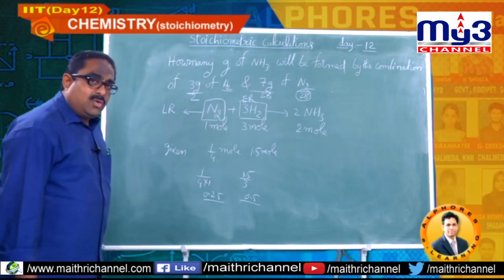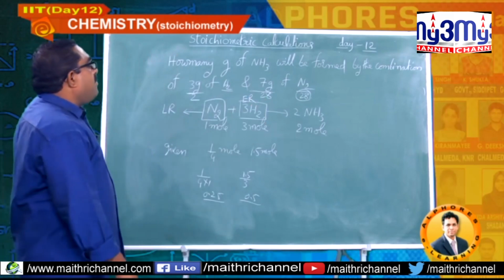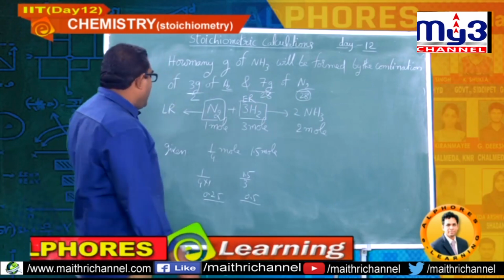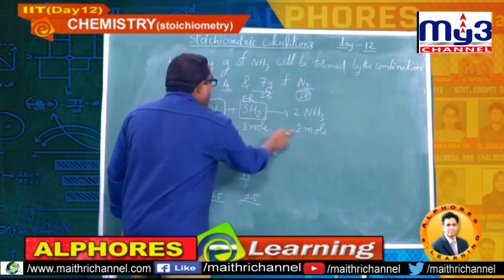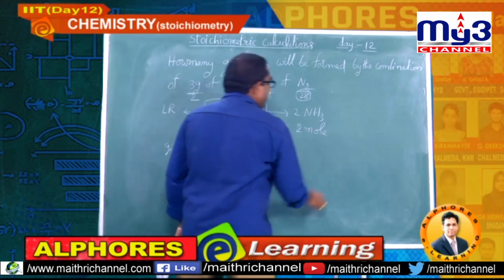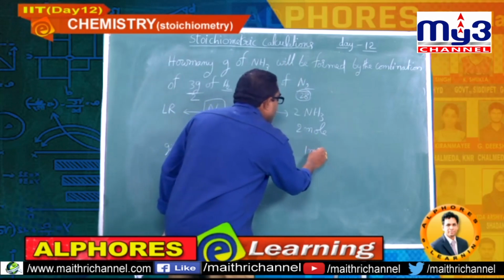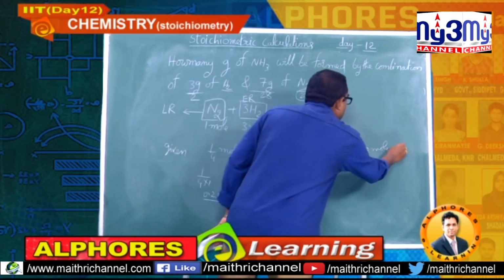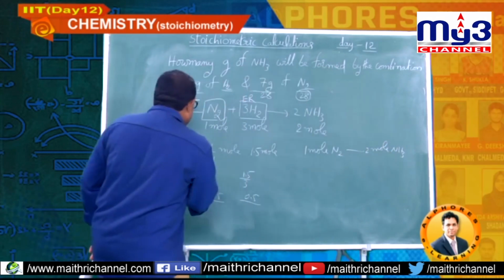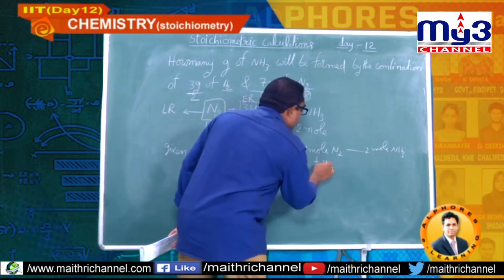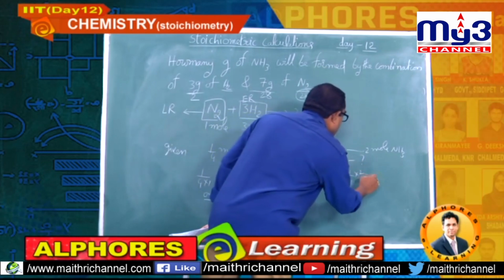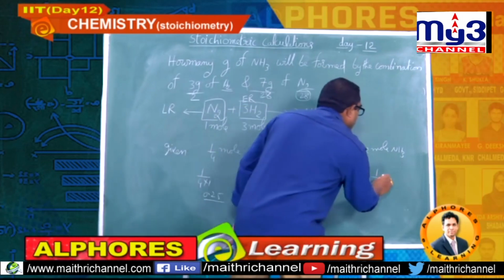I have already told you the amount of product always depends on the amount of limiting reagent. So from the data I can write from the stoichiometric equation. Here I am writing, students, 1 mole of nitrogen can give 2 moles of ammonia, no doubt. But this time how many moles of ammonia are there? 1/4 moles nitrogen. So, 1/4 into 2, that is 1/2 mole ammonia.